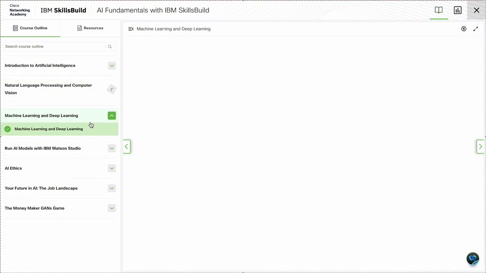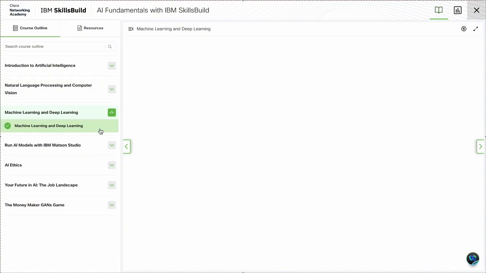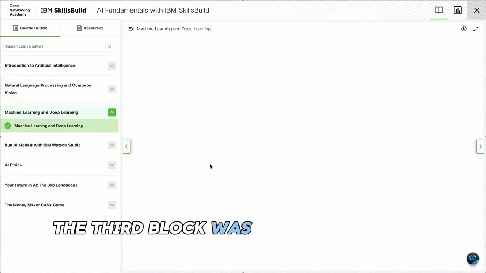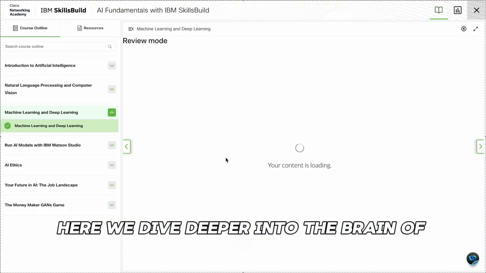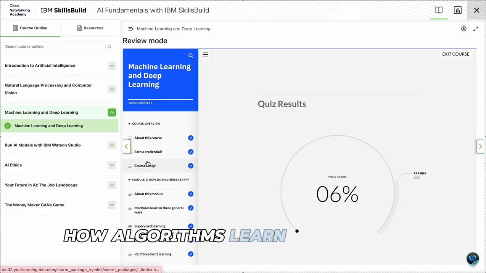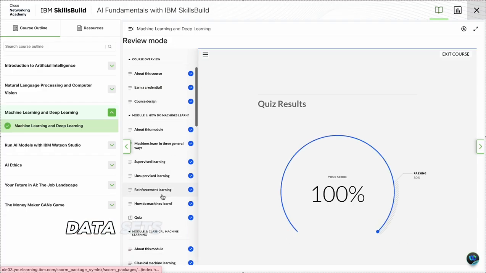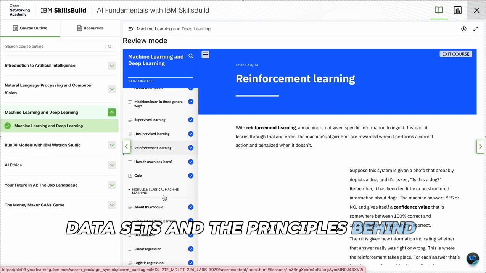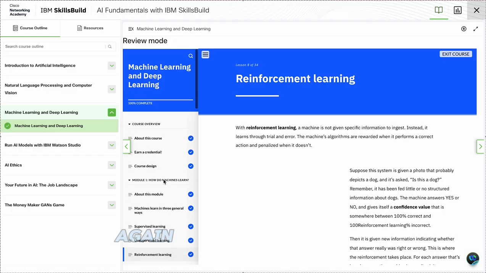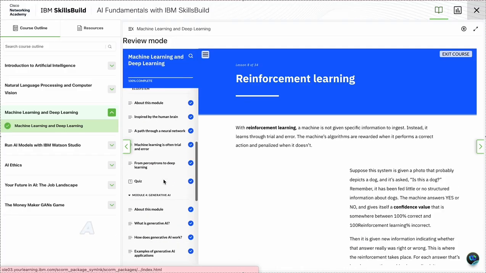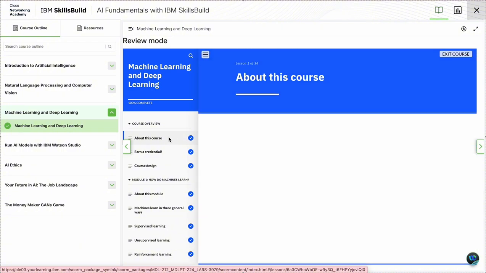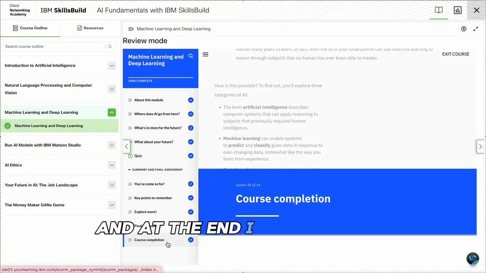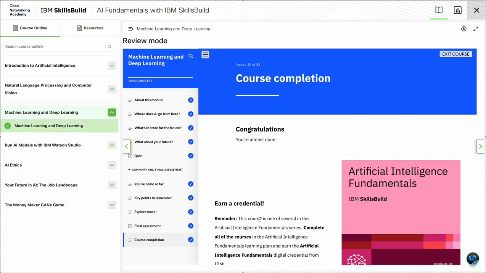Next, the third block was machine learning and deep learning. Here we dive deeper into the brain of AI, how algorithms learn from massive data sets, and the principles behind neural networks. Again, as you can see now, there are a lot of modules that we need to complete. And at the end, I got the course completion.